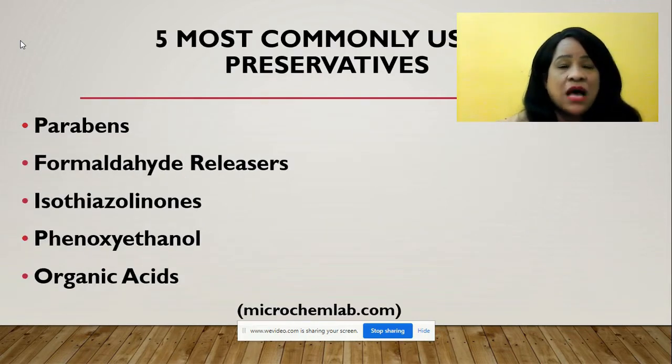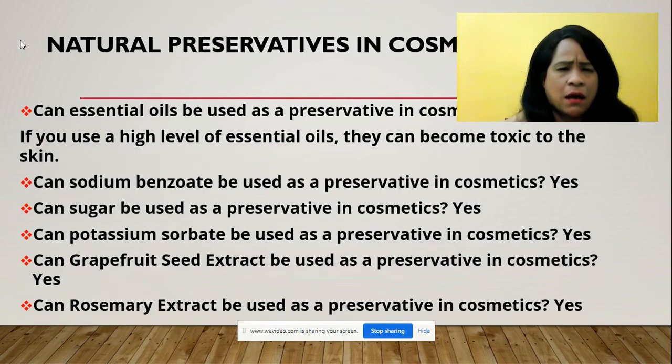The five most commonly used preservatives are parabens, formaldehyde releasers, isothiazolinones, phenoxyethanol, and organic acids. These are not the only preservatives. I'm just letting you know that these are the five most commonly used preservatives, and this information came directly from microchemlab.com. Natural preservatives. Many customers like natural products, so they expect that natural preservatives are used in those products.